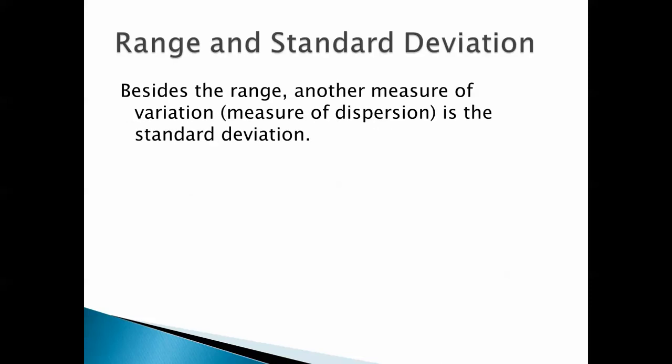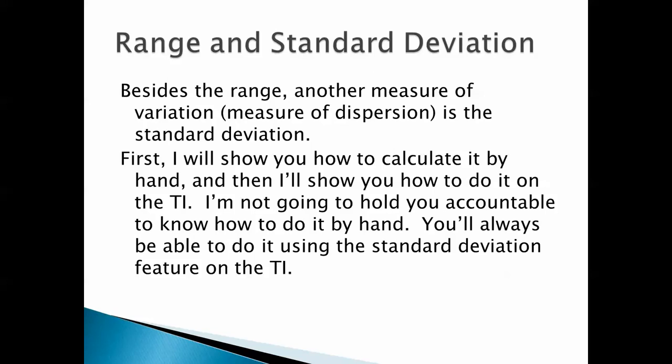Besides the range, another measure of variation, measure of dispersion, is the standard deviation. This is far more common than the range. First, I'll show you how to calculate it by hand, and then I'll show you how to do it on the TI. I am not going to hold you accountable to know how to do it by hand. You'll always be able to do it using the standard deviation feature in the TI.